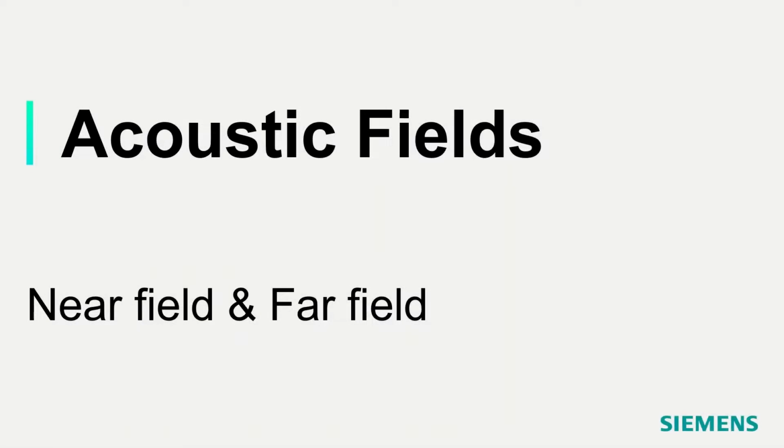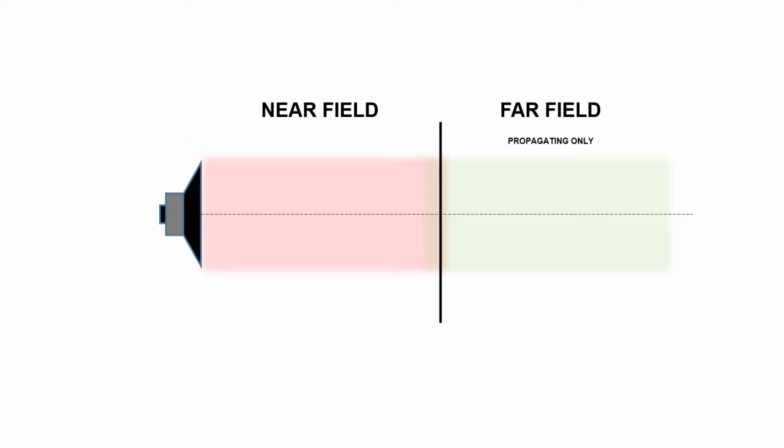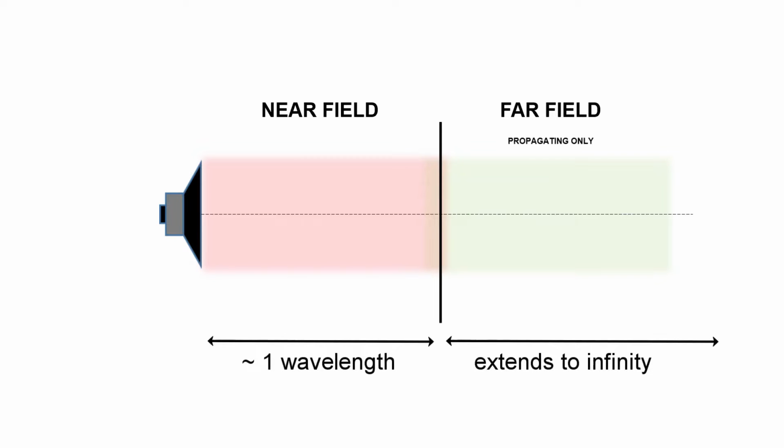In acoustics, there are two physical regions which are important for us to understand: the acoustic near field and far field. With the sound source, obviously the near field means you're closer to your sound source, and the far field happens when you are further away. This transition between near and far happens at about one wavelength and extends to infinity once you're in the far field.